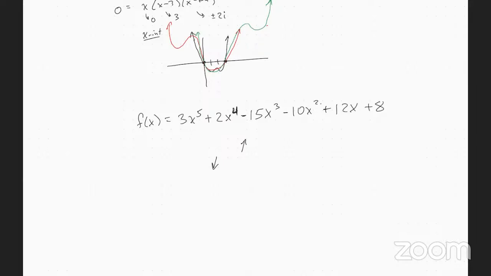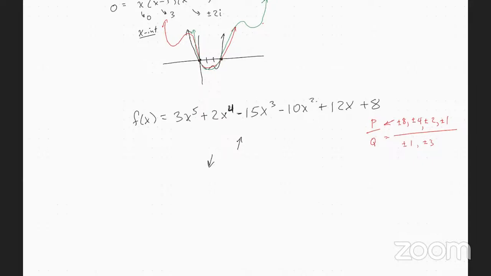Maybe. The zeros have to be in the form of P over Q, where P are factors of eight. So plus or minus eight, plus or minus four, plus or minus two, plus or minus one. And the Q are the factors of the leading coefficient, so that would just be 1 and 3. Yeah. So what I would do if I were you is test really quick: plug in one in all these and see if that gives you zero. That's the easiest thing to do.